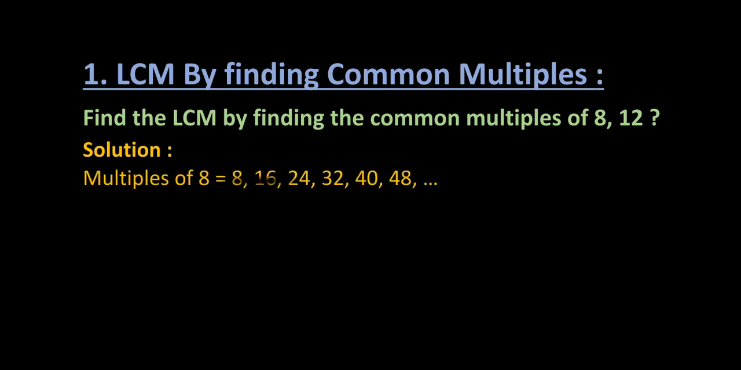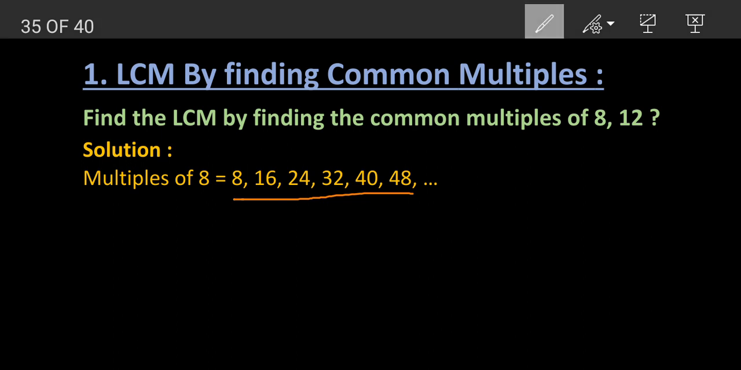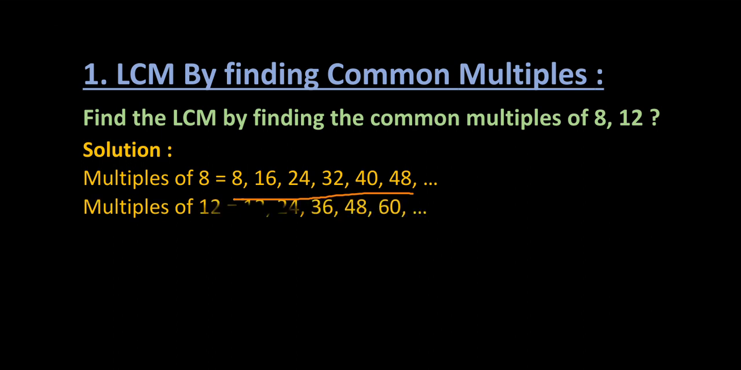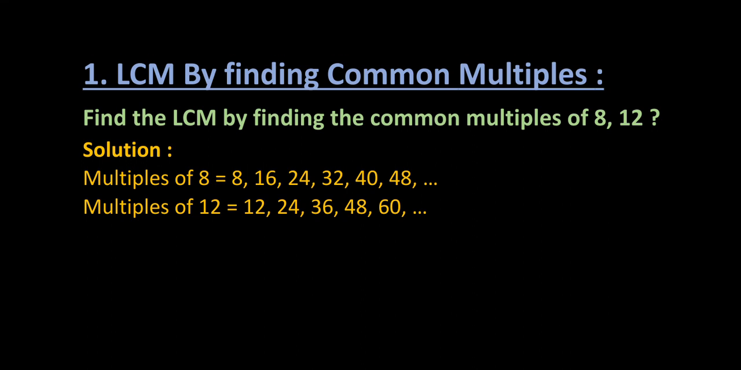First find the multiples of 8. So the multiples of 8 are 8, 16, 24, 32, 40, 48. All these are the multiples of 8. Next step is we have to write the multiples of the next number, that is 12. 12 1s are 12, 12 2s are 24, then 36, 48, 60. All these are the multiples of 12.